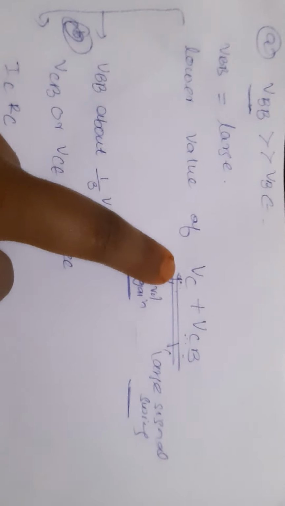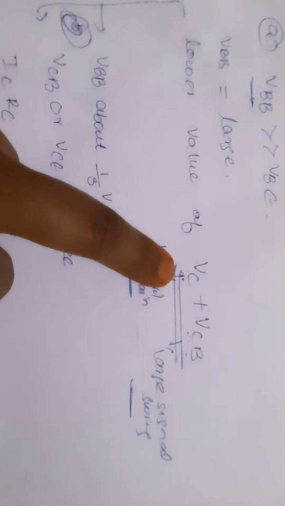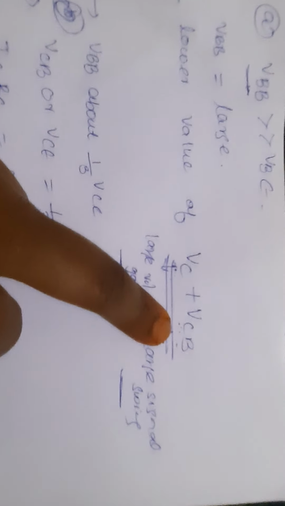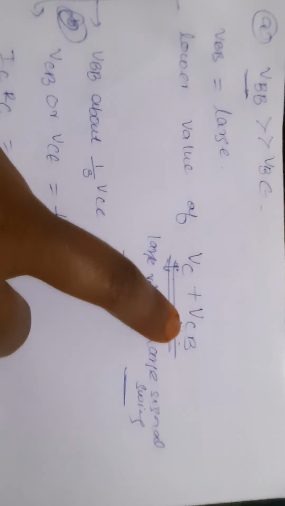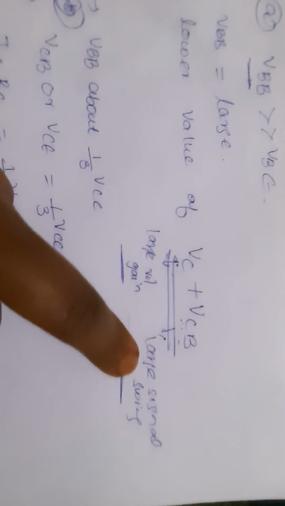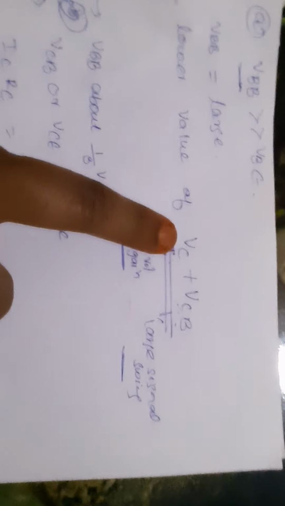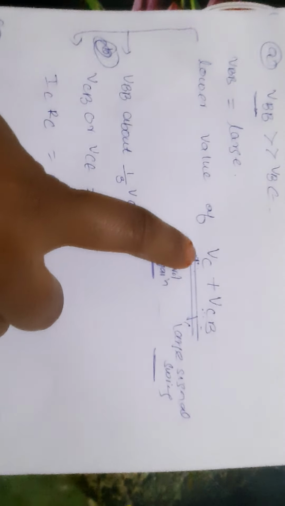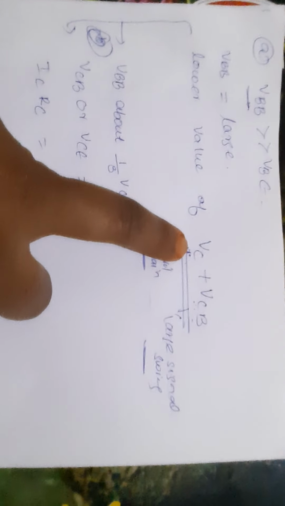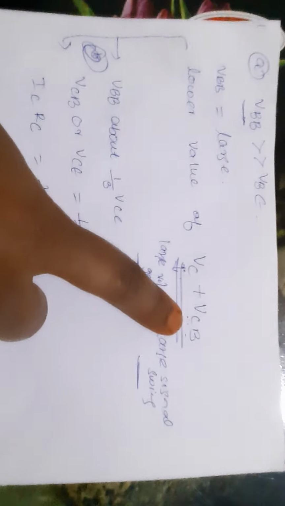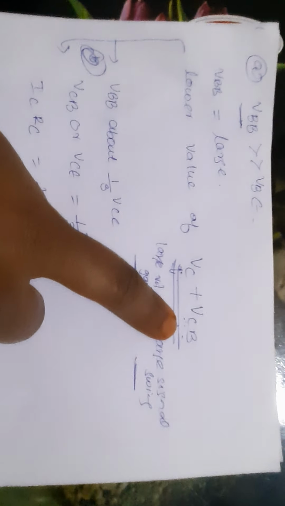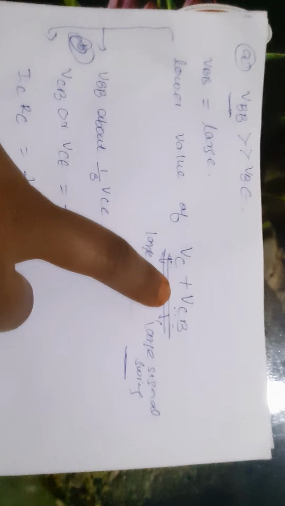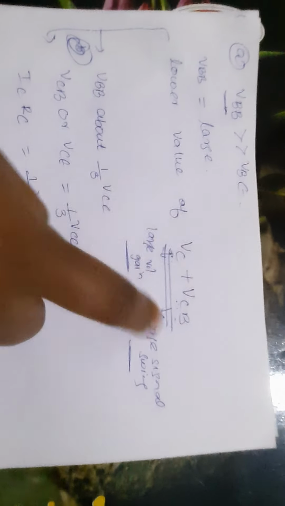So we don't want VC to be lowered. Even if it is large, VBB is lowering the value of VCB. We don't want that either, because VCB is responsible for large signal swing. We want a large value of VC and a large value of VCB. This is responsible for gain. We don't want gain to be smaller, and we want large signal swing. So we have to select VBB such that this value is not affected.